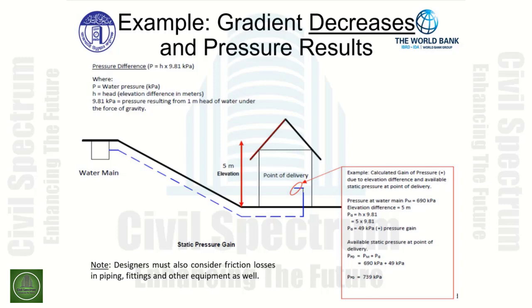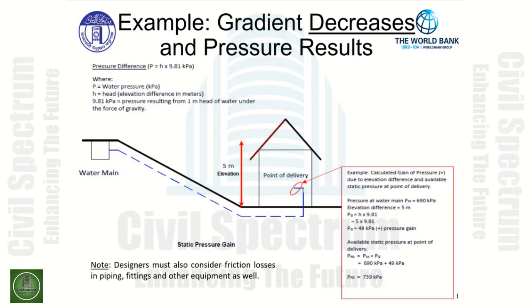The pressure indicated here is H times 9.81. Simply understanding our elevation difference, we realize that it is 5 meters times 9.81, which equates to our pressure gain of 49 kilopascals. So the available static pressure now at the point of delivery is the following summation.